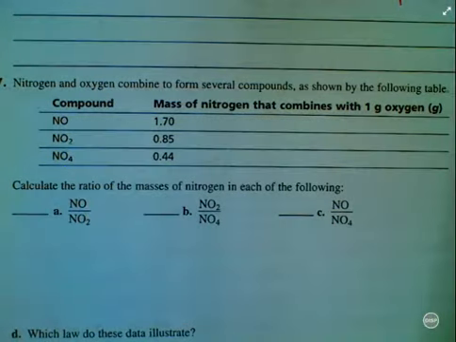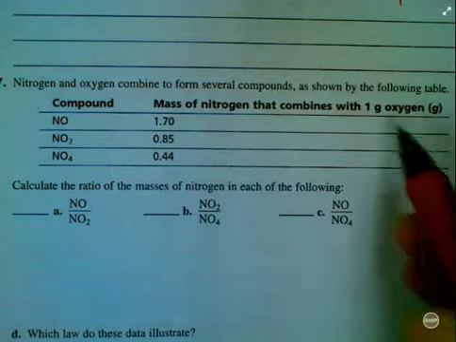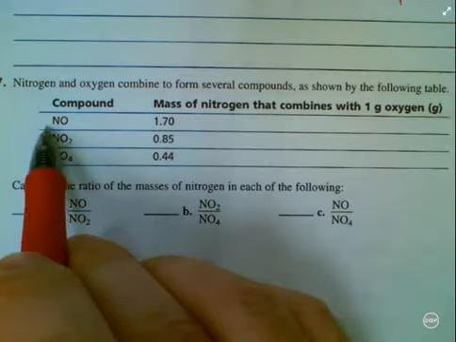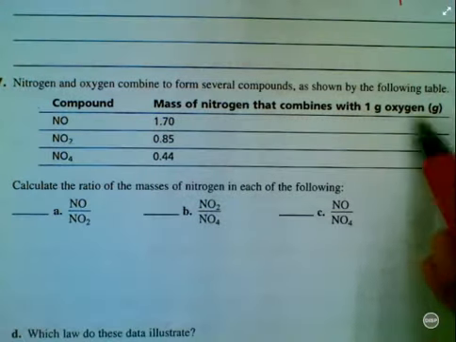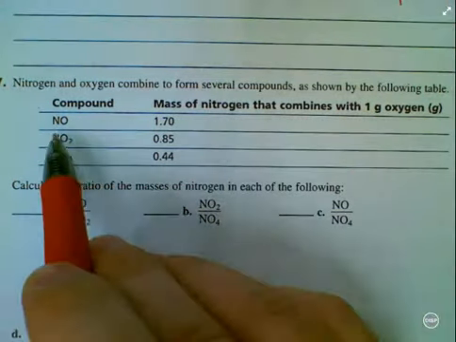Now, we're not using the periodic table mass of nitrogen or oxygen. We're not looking at the mass of one atom of nitrogen or oxygen. What we're doing is, if we only had 1 gram of oxygen, we're not really caring how many atoms that is, how many moles that is, whatever, it's just 1 gram of oxygen. What's the ratio of nitrogen that would combine with that 1 gram of oxygen?